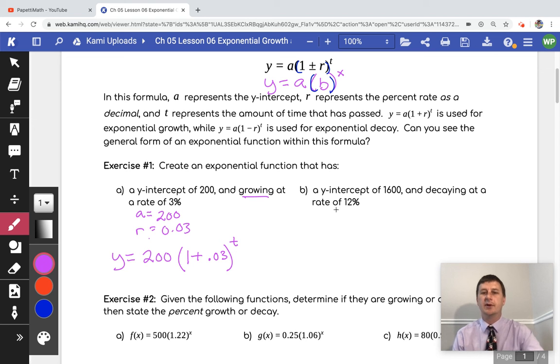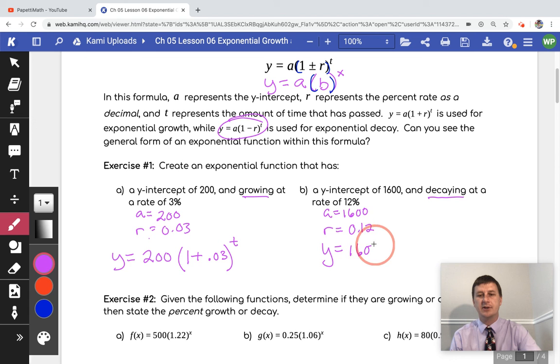Now let's take a look at part B, where we have a y-intercept of 1600 and it's decaying. So we know we're going to be using this formula over here, decaying, subtraction, at a rate of 12%. Our a value, our y-intercept, is 1,600. We know we're decaying, and the rate is 12%, and 12% as a decimal is 0.12. So let's fill in this information in our formula, and we have 1,600 times 1 minus the rate, 0.12, to the power t.